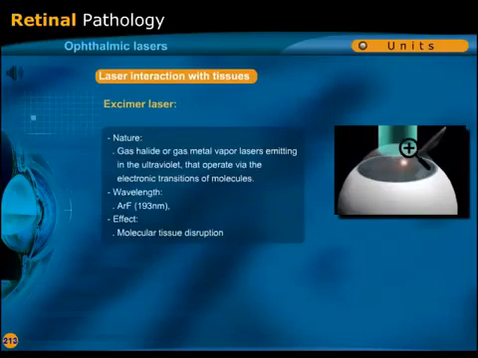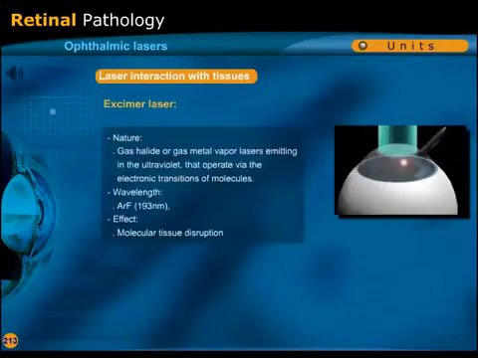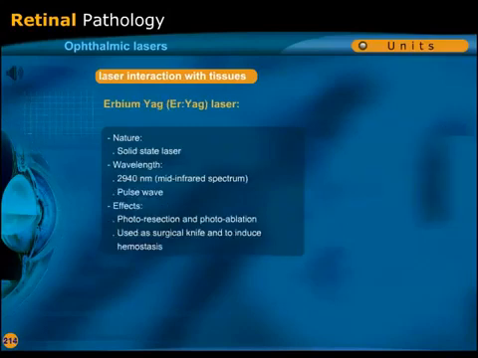Excimer laser. Nature: gas halide or gas metal vapor lasers emitting in the ultraviolet that operate via the electronic transitions of molecules. Wavelength 193 nanometers. Effect: molecular tissue disruption. Erbium YAG laser. Nature: solid state laser. Wavelength 2940 nanometers, mid-infrared spectrum. Pulse wave. Effects: photoresection and photoablation, used as surgical knife and to induce hemostasis.